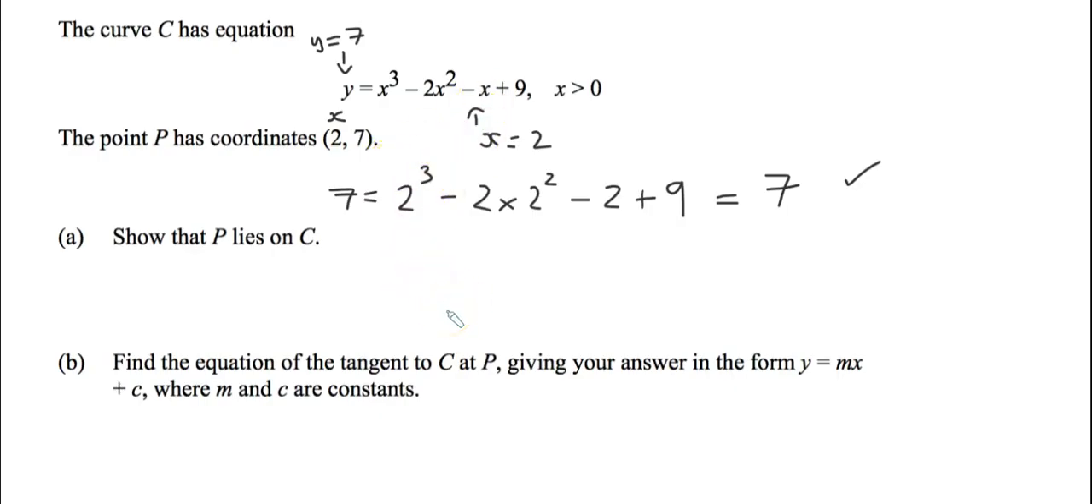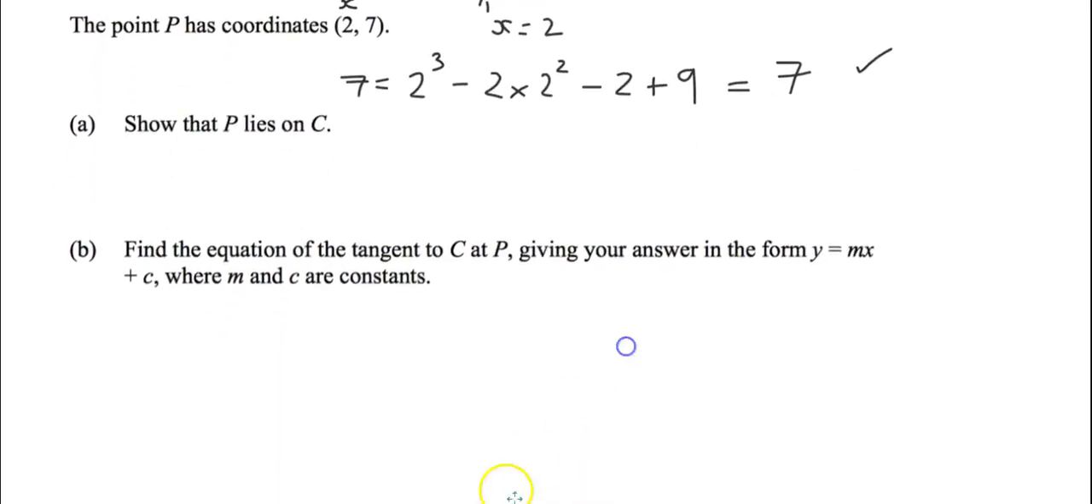Okay, so let's look at B. Find the equation of the tangent to C at P, giving your answer in the form y equals mx plus c. So how can we understand this? Well, the equation of the tangent. We've gone over in previous videos how to work out the equation of any straight line. And remember that a tangent is a straight line. And I mentioned in that video that whenever you see a question asking for the equation of a straight line, immediately you should be thinking of a few things.